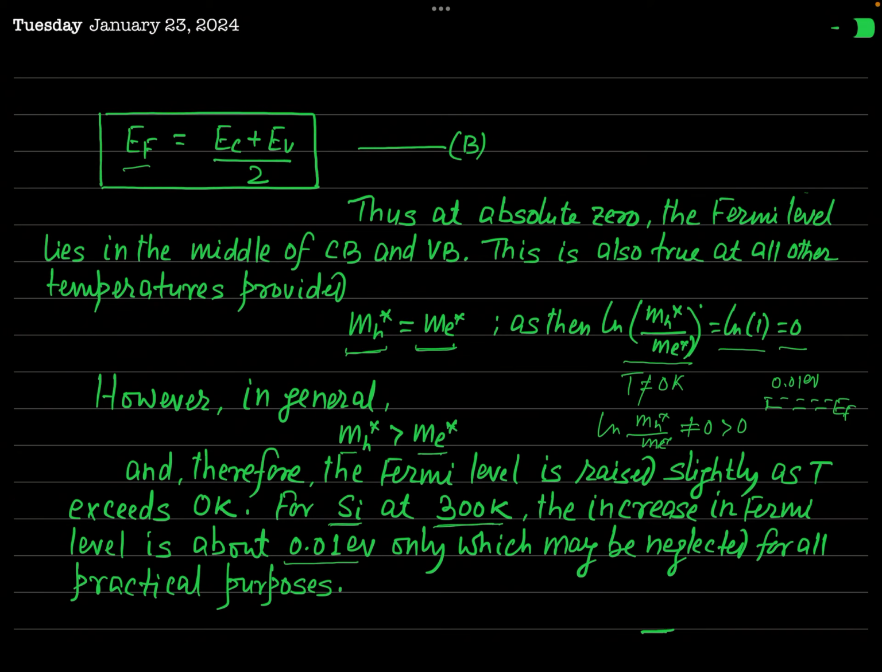So practically we say that the Fermi level of an intrinsic semiconductor is almost independent of temperature. Not strictly independent of temperature, but almost. Because due to a rise in temperature, the Fermi level changes by a very small amount, which can be neglected in practice. I think you have understood what I want to convince you of.